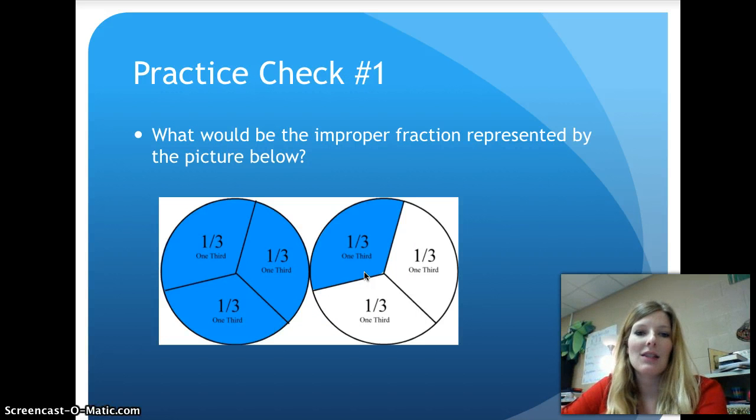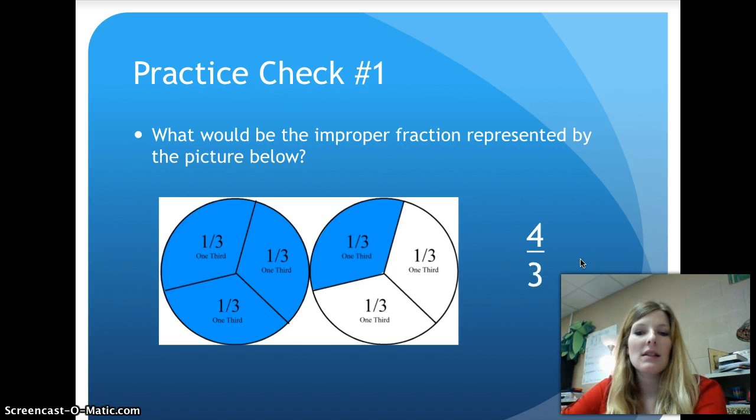Here is a practice check. I want you to try it. What would be the improper fraction represented by the picture below? So in this, the circles are divided into 1/3 chunks. So figure out what would your denominator need to be, and then how many pieces out of that denominator are there. Pause the video while you think about it, and I'll give you the answer in just a minute. If you're not ready for the answer, then go back and pause because I'm going to give the answer away.